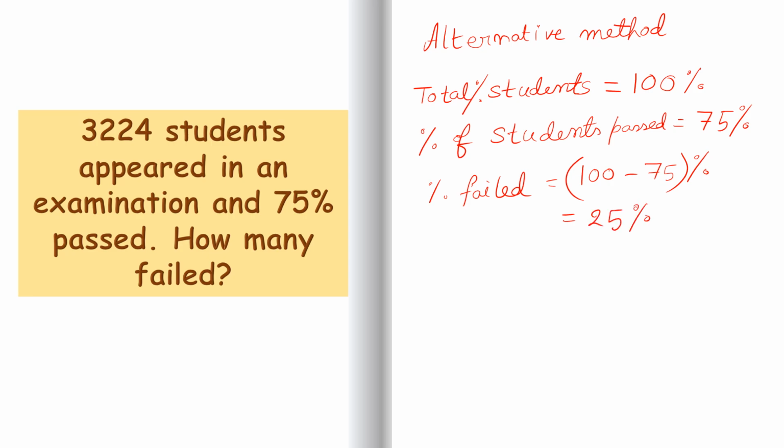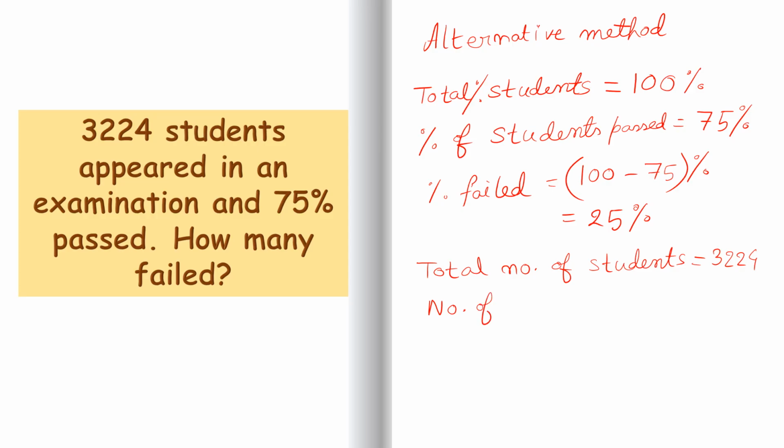So if I ask you what percentage of students failed, you can easily say 25% of students failed. Now what is 25%? Now let us talk about the number. We were talking about percentage so far. So total number of students, what is the total number of students? That is, which number we are calling as 100%? 3224.